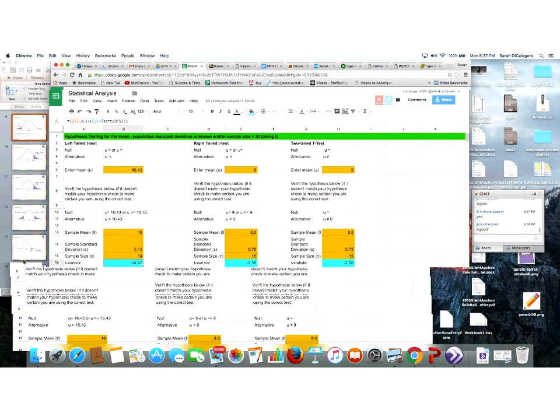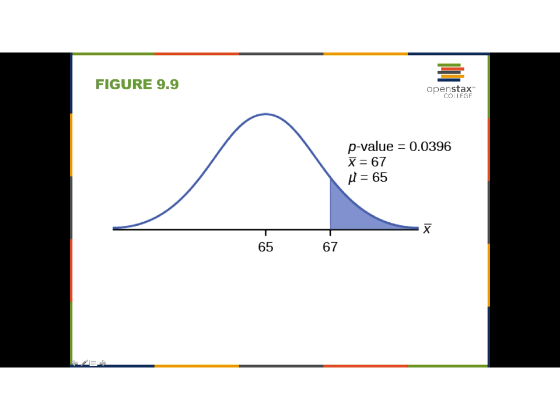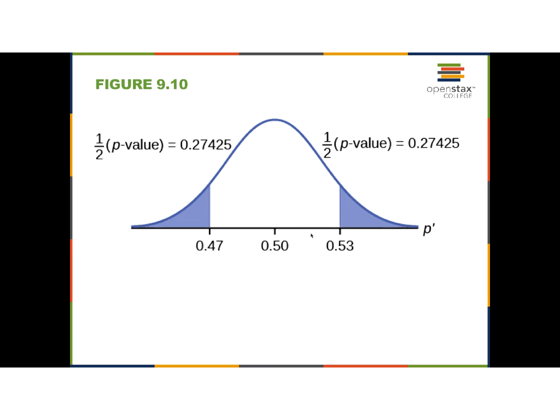Yes, reject. You're saying we should reject. Yes, we should reject because our p-value is what? Less than 0.05. So it's a very small probability that that would happen just due to chance if the null were true.